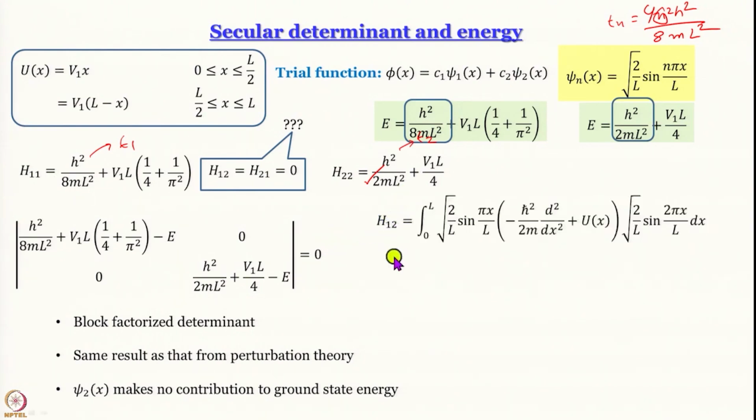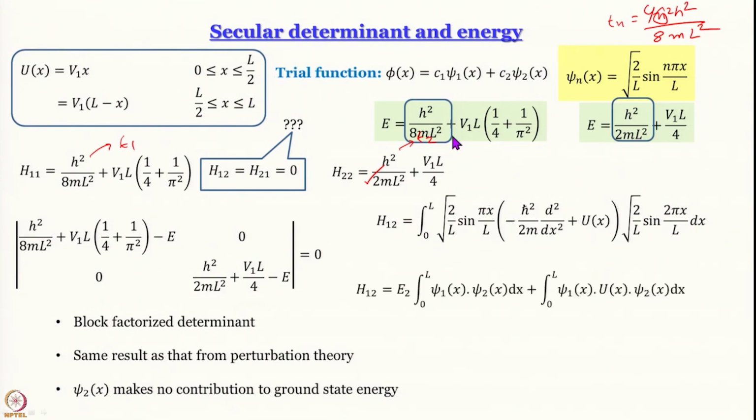H12 is the integral from 0 to L, and I can write the limits as 0 to L because I am writing the general expression for u of x. I am not writing V1x or V1 into L minus x. Depending on the range I choose, I can substitute u of x as V1x or V1 into L minus x. So, this is the general expression we get.